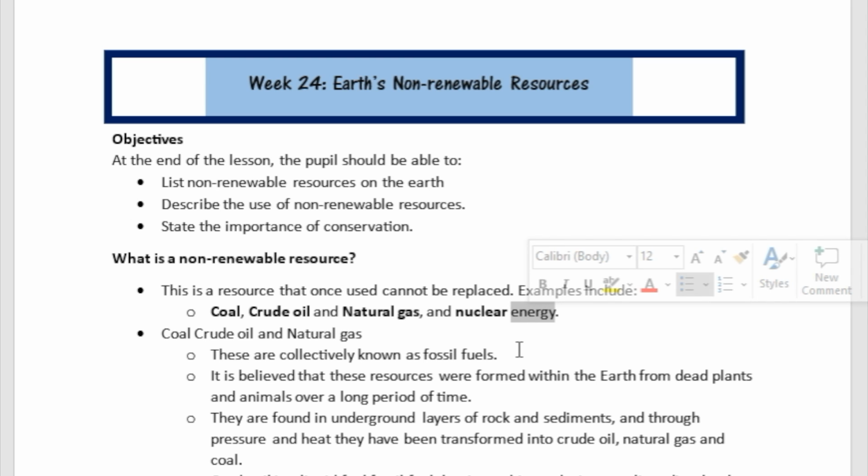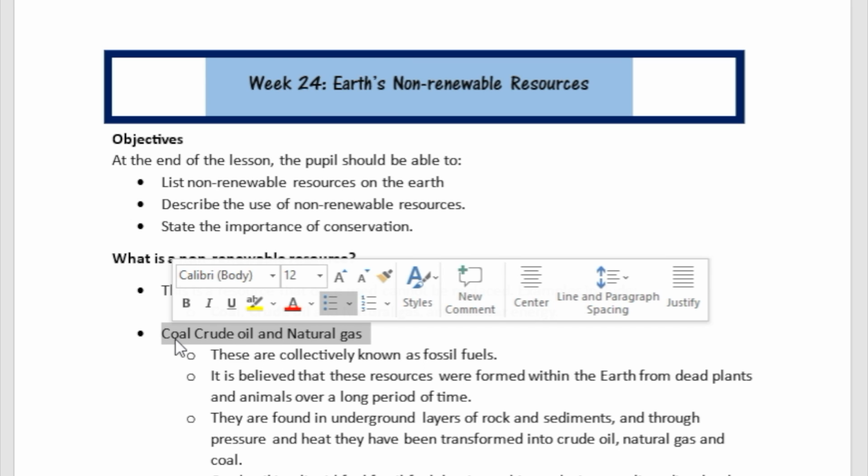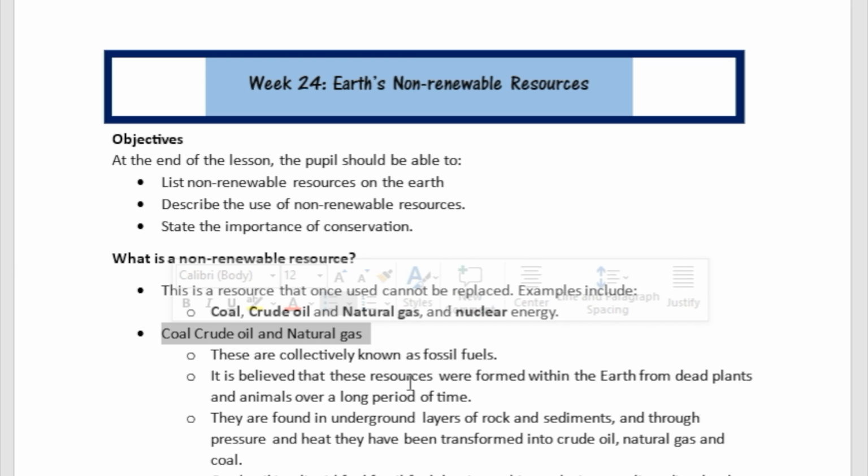Once we burn them up, we cannot replace them by natural processes really easily. So we've got to be really wise and judicious in our use of these non-renewable resources because they're very critical to our economy on the earth. So let's look at some resources that we want to call fossil fuel resources, which are coal, crude oil, and natural gas. Okay, coal, crude oil, and natural gas.